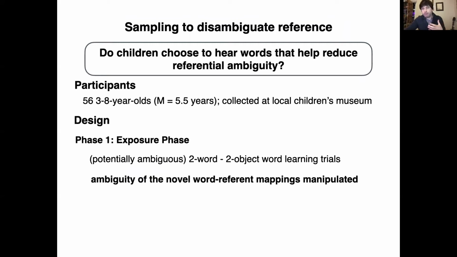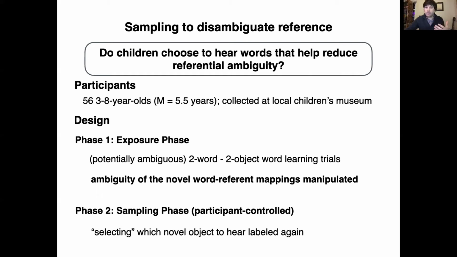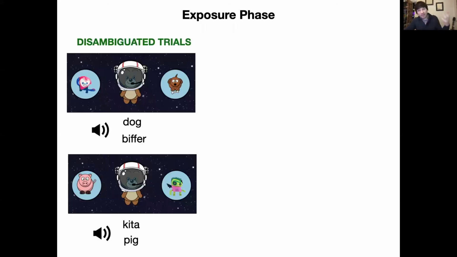In the first part, what I'm calling the exposure phase, children saw two-word, two-object word learning trials. And what we manipulated was just how ambiguous the novel word referent mappings were based on the input. Afterwards, kids had a chance to select which novel objects they heard labeled again during a participant-controlled sampling phase. So the cover task of the game is that kids are going up into space with Space Study and helping her learn the names of new alien creatures she encounters.